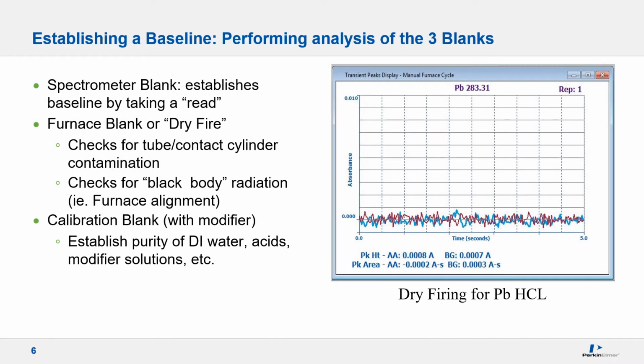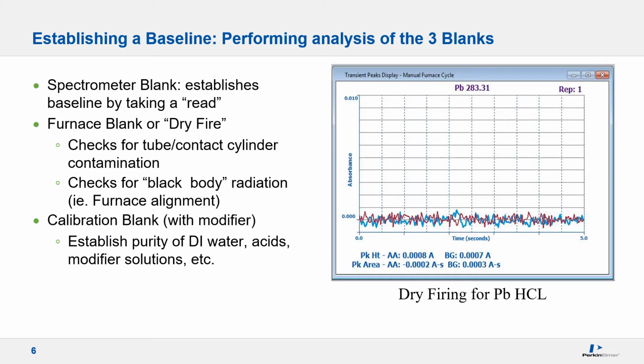Why is performing each of these blanks so important? The spectrometer blank, initiated by taking a read via the Syngistix software without injection or running the furnace program, establishes the electronic baseline, taking into account the system components such as optics and lamp. Even though we always quantitate in peak area, you can look at the amplitude of the signal via the peak height to gain insight as to the inherent noise level.